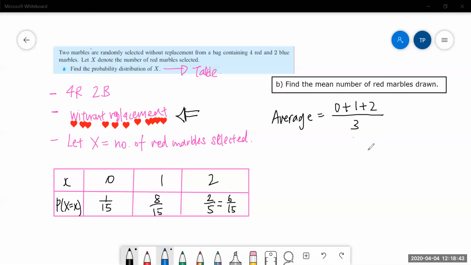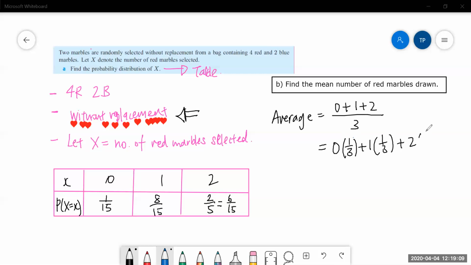But the thing is, this was a secondary school method. We are not obeying the law of probabilities, because probability is supposed to be random. When we do this, we are assuming that every value of x, every value of the number of red marbles drawn, has the same probability.